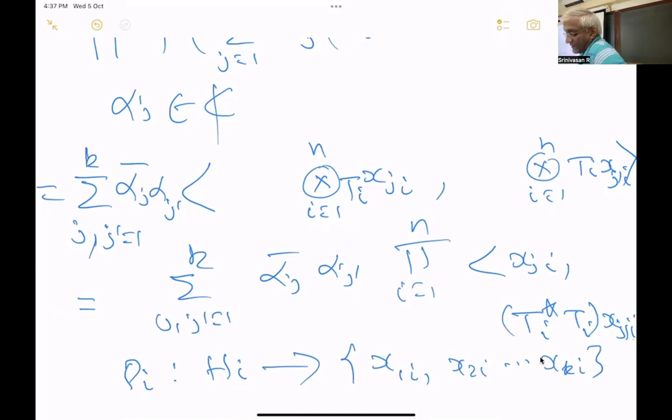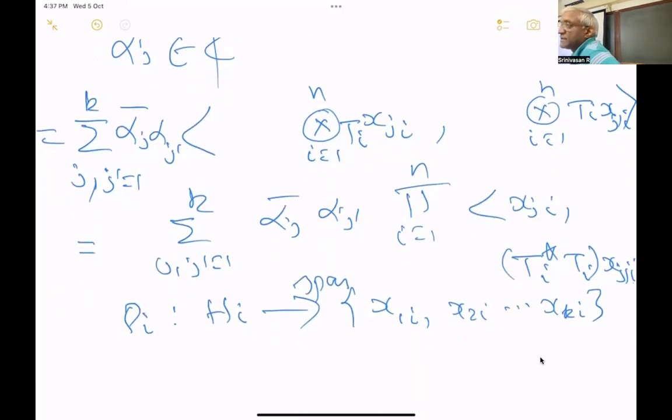Okay, you have finitely many of them. So this is a projection onto the span of this. This is just finitely many. You don't have to close it. You just take the span, because finitely many of them, so it's a finite dimensional space. Okay. You take this projection.